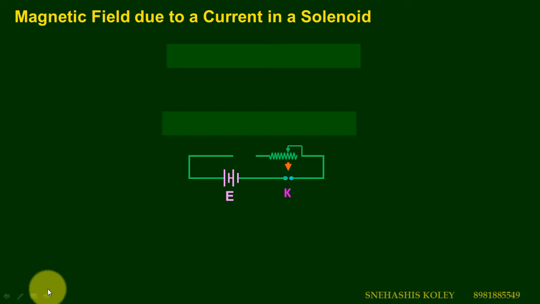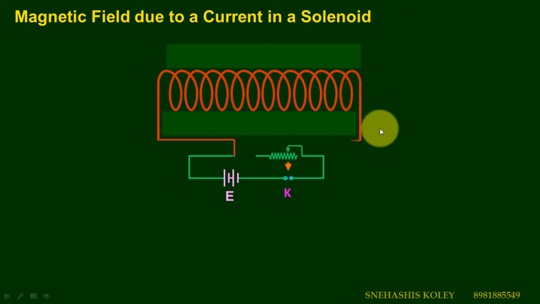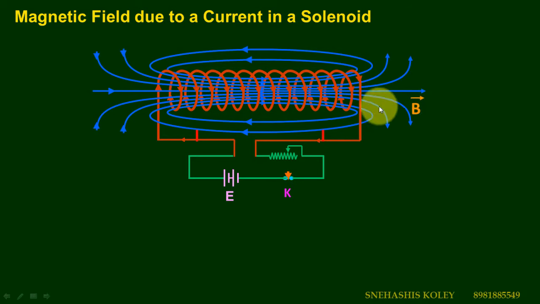So now here is an experiment regarding solenoid. If we place a solenoid along a cardboard and connect it with a battery and we press the key, then a current will flow through the solenoid, and due to the flow of the current in the solenoid, a magnetic field will generate inside the solenoid. And from this observation we get the pattern of the magnetic field lines, and it is found that the magnetic field lines inside the solenoid are nearly straight and parallel to the axis of the solenoid. That is, the magnetic field is uniform inside the solenoid.